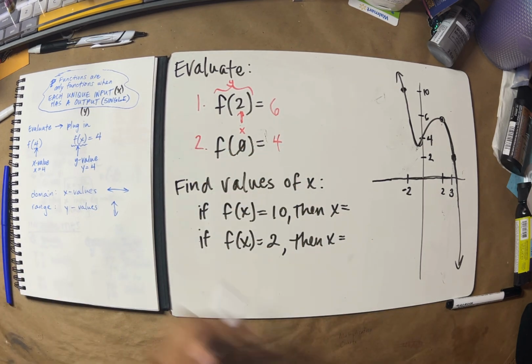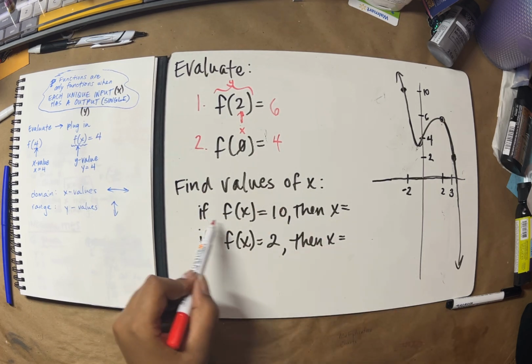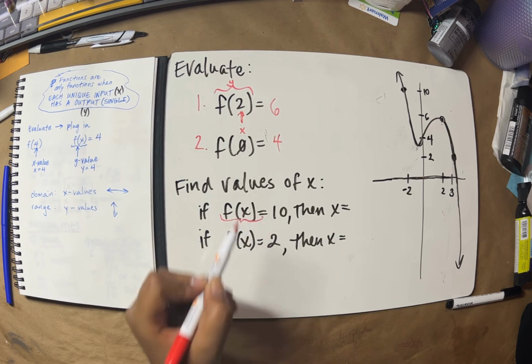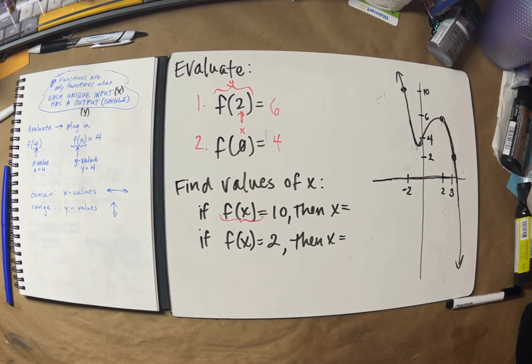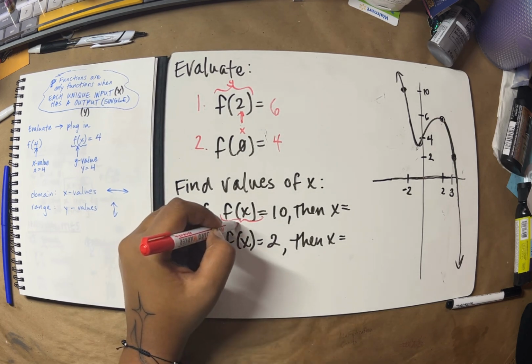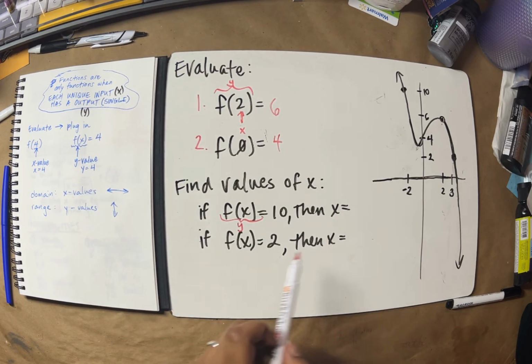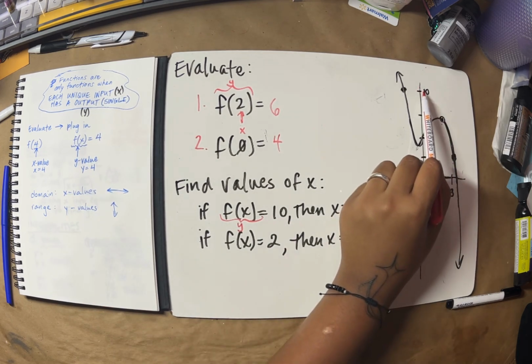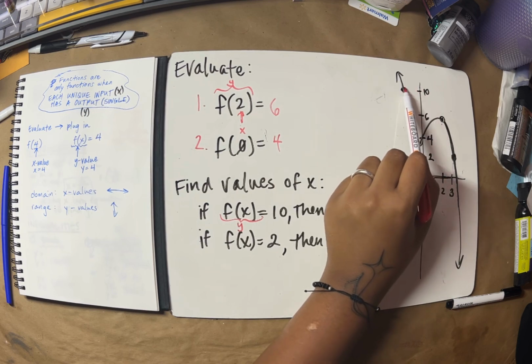No problema. Find values of x. If f of x is equal to 10, remember f of x is what? It's fancy for what letter? It's fancy for my output, which is my y. Then what is x? That means I'm going to be working backwards here. That means I'm going to be looking at where 10 is, instead of looking at a point.